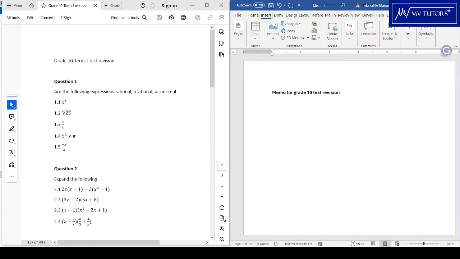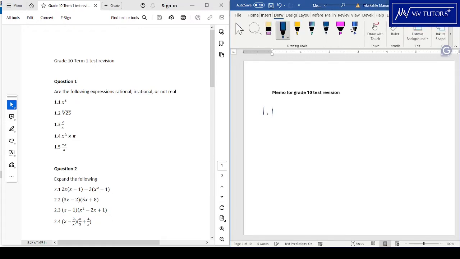Okay, so I've got question 1.1 and it says, are the following expressions rational, irrational, or not real? Let's look at 1.1. I can see it's x to the power 3, it gives me a definitive answer, which would always be rational. So this one is just simply rational. Remember what rational numbers are. These are numbers that can form whole numbers and also fractions of whole numbers, right?